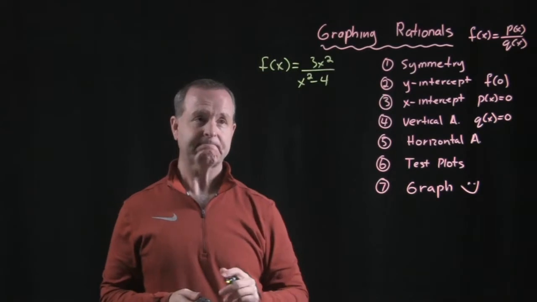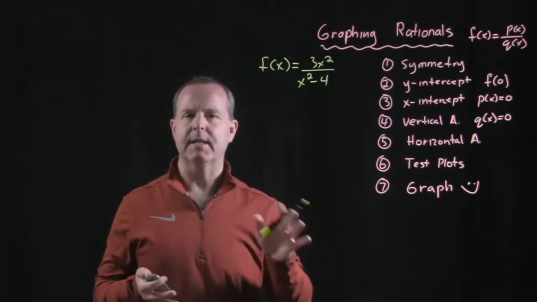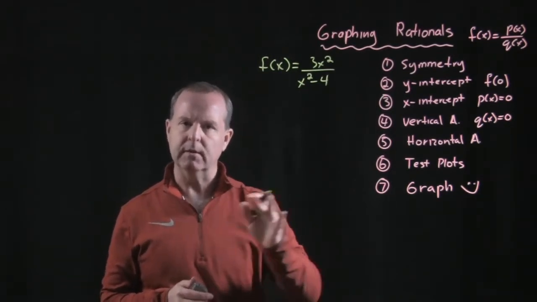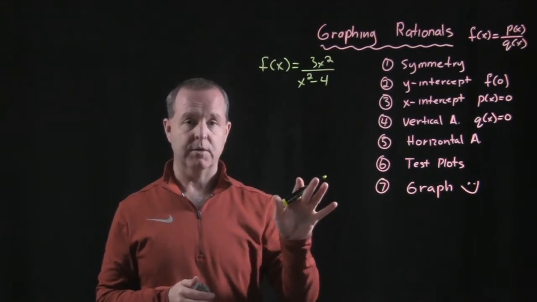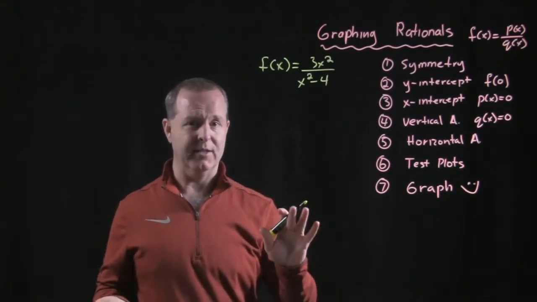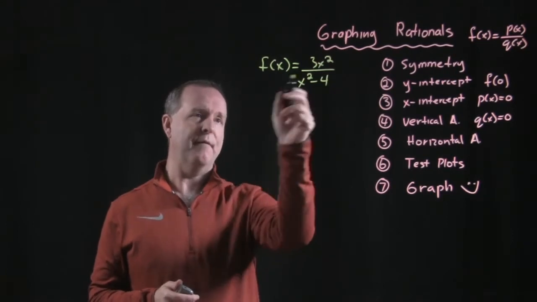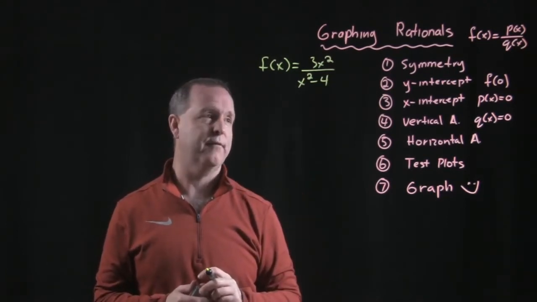Another example. And again, remember, with each example, we add just another layer of complexity to it so we can build into what we're doing. Now, just because it's a little bit more complex doesn't mean you can't do it. You can do it. So f of x equals 3x squared over x squared minus 4.